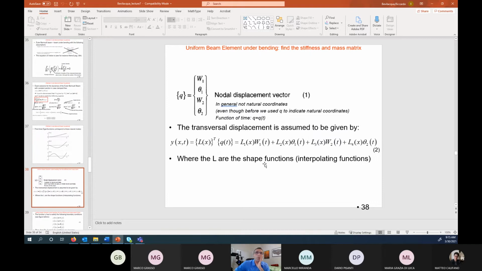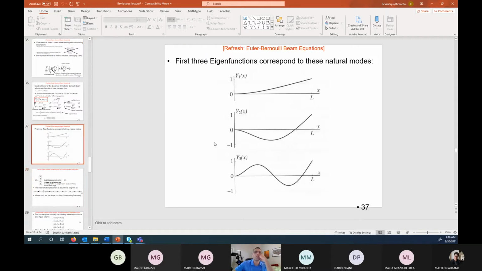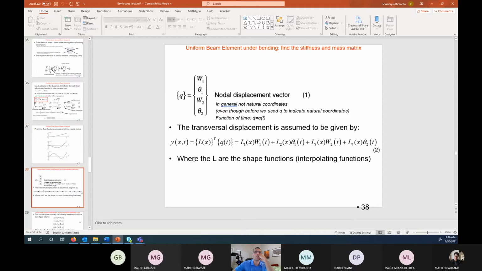And so, going back to the way I want to discretize my system, my q variable, or nodal displacement vector, I am imposing that it has to be W1, theta 1, W2, theta 2. I care about these coordinates here. So the transversal displacement will be given by what we've seen before, the function of x and time at location 1 and location 2, of course. And so we have this L, which is what we found before, the shape function, or interpolating functions, and q.